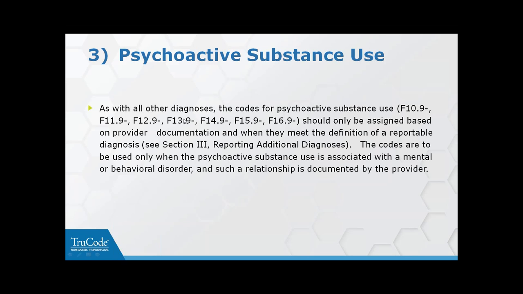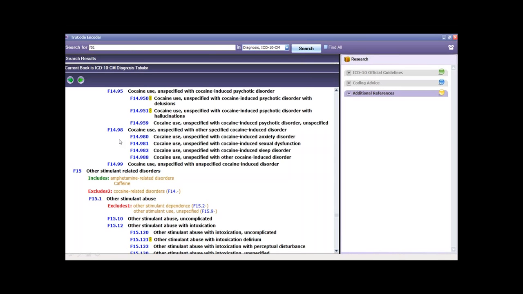And when it says see Section 3, reporting additional diagnoses, that is out of the official coding guidelines. And again, you can find that typically in the front of your code book or in your encoder or on the National Center for Health Statistics website. Okay. All right, so here you can see just an example of some of the different drugs. And again, if the patient has two different drugs, one is dependent, one is use, that's two different codes. The rule we were talking about a moment ago is only when you have the same exact substance, but it's shown or described in multiple areas there. So that's important to note as well.